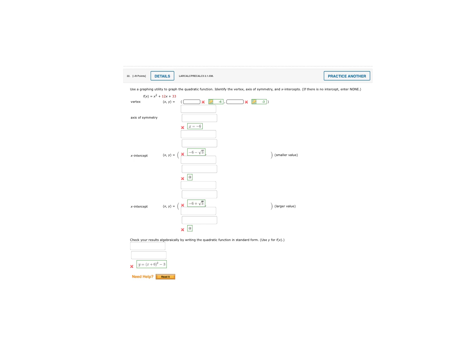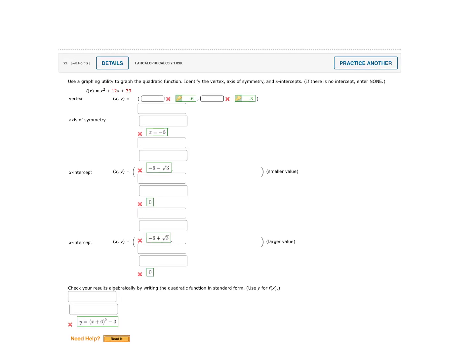Let's look at 22. It says use a graphing utility to graph the quadratic function, identify the vertex, axis of symmetry, and x-intercepts. So you guys can do this however you want. If you want to put it in your graphing calculator, find your vertex, you can do it that way.